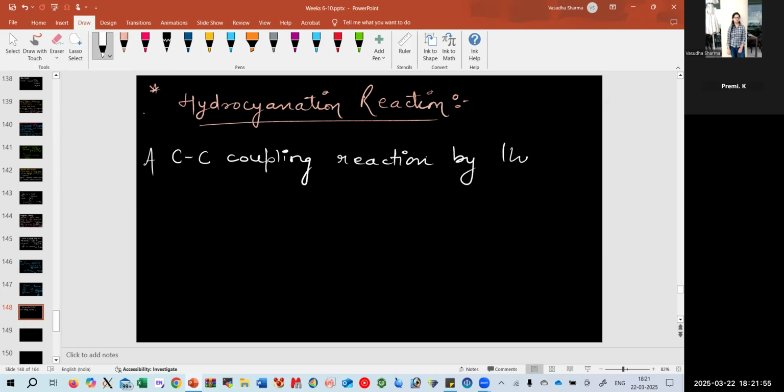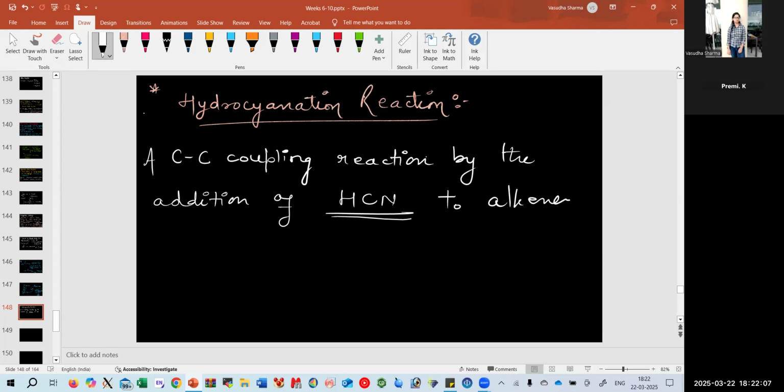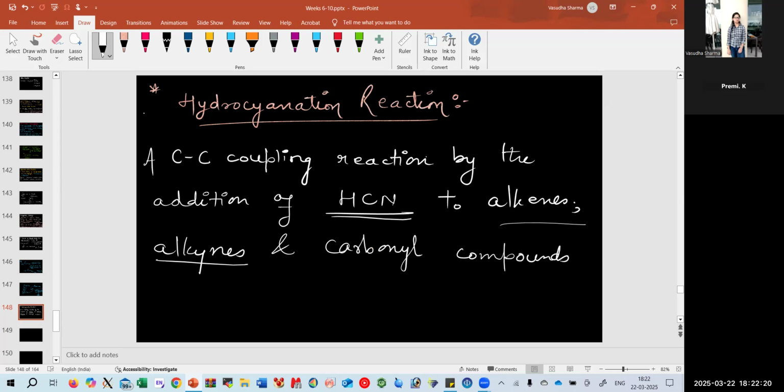By the addition of HCN, this is your nitrile to alkenes. These are the substrate. It can be added to alkynes. It can be added to carbonyl compounds. Therefore, it leads to the formation of different types of nitriles, substituted nitriles.